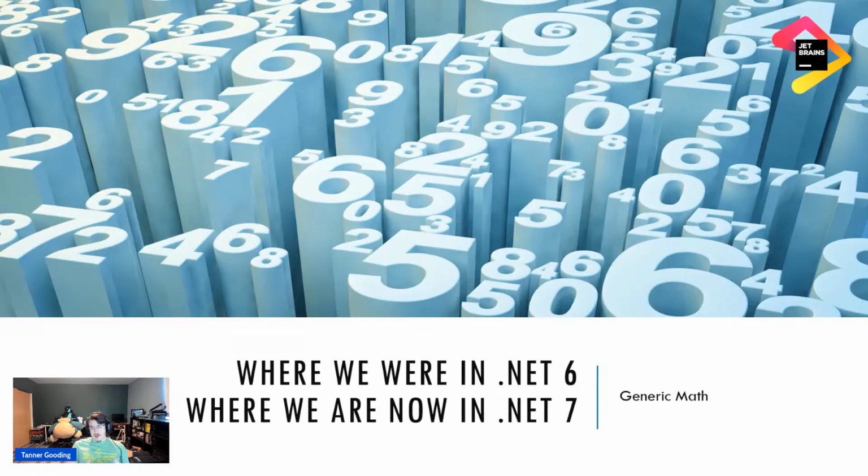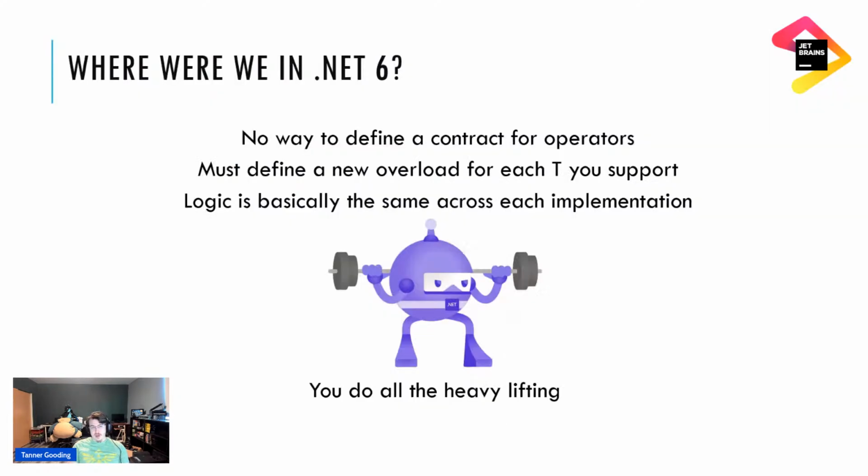So now we're up to .NET 7, which shipped last week. In .NET 6, we existed in a world where there was no way to define a contract for operators. You had to define a new overload for every t you wanted to support. So if you wanted to support int and long, you'd have to have 2 separate overloads. And the logic across those implementations was effectively the same, give or take a few differences. You basically did all the heavy lifting yourself.